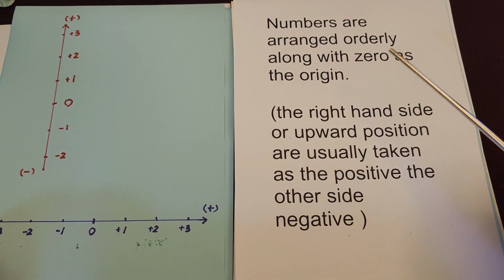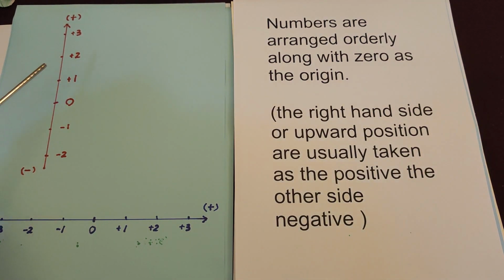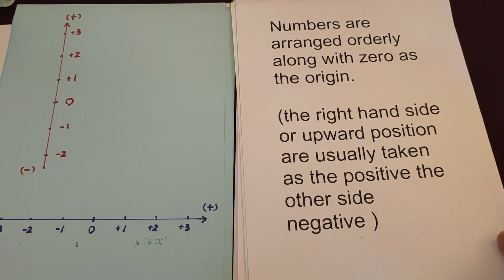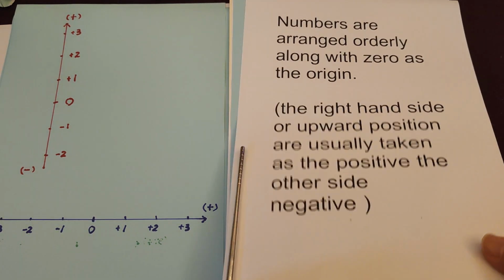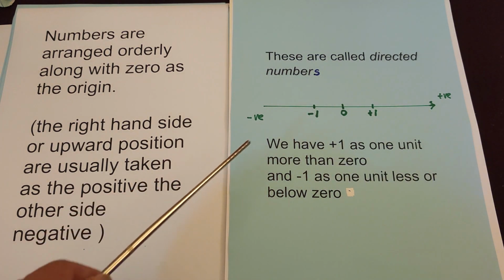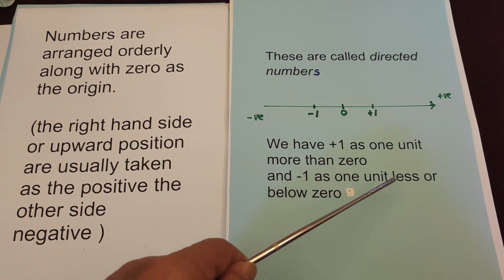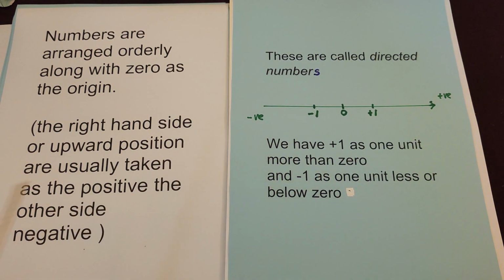The numbers are arranged orderly along the line with 0 as the origin. The right hand side or the upward side is usually taken as positive, while the other is negative. These are called directed numbers. We have positive 1 as 1 unit more than 0 and negative 1 as 1 unit less, or below 0.